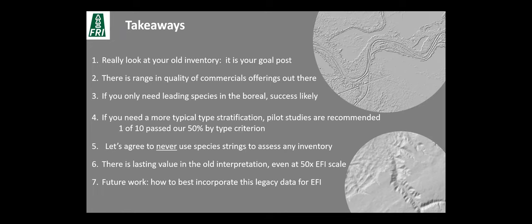So you need to really look at your old inventory. It is your goalpost. There is a range of quality commercial offerings out there. If you only need the leading species in the boreal, you're probably likely to have success. But if you need more of a type stratification, do a pilot study. Let's agree never to use species strings ever again for assessing. And there's lasting value in your old interpretation, even if it's at a scale that's 50 times larger than your EFI pixel. And I guess my ask is let's all work on how we can incorporate those data, reuse those data in our EFI.